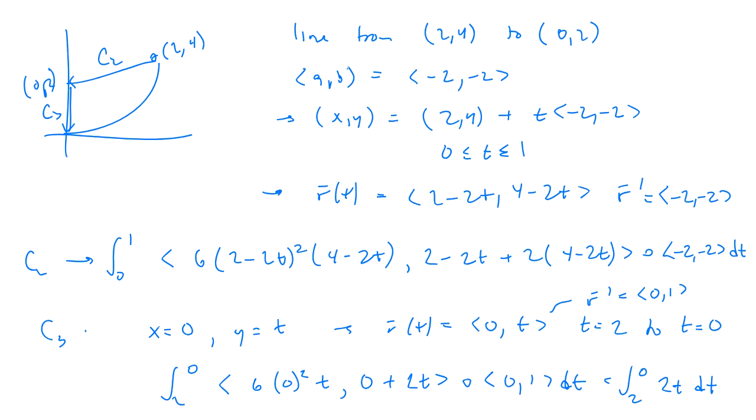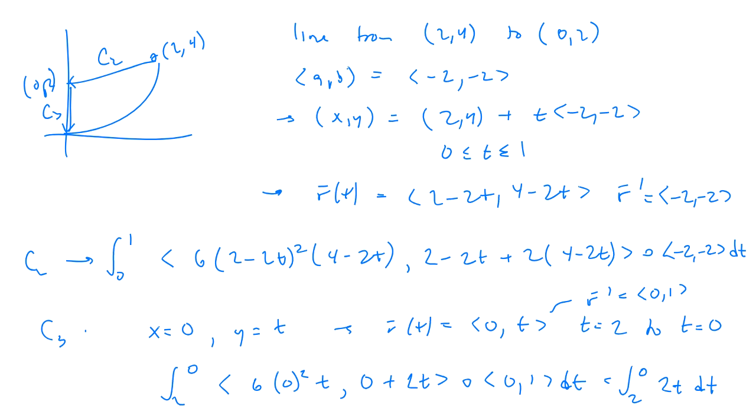And so the dot product is just 2t. The antiderivative is t squared from 0 to 2, which is negative 4. Because again, this can be negative. You can do negative work. So here's a couple more. Any questions on this?